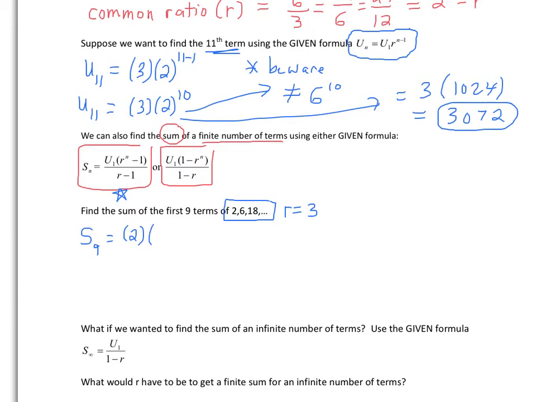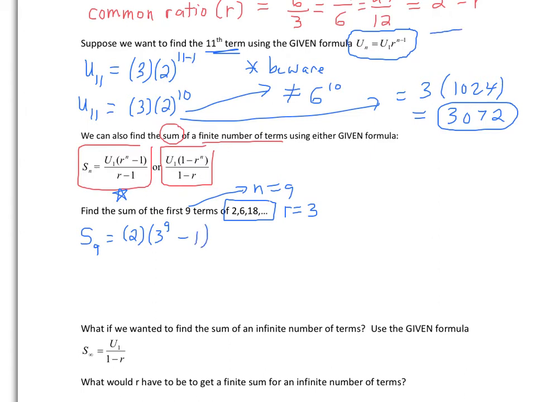Then we have r raised to the n. We established that the common ratio is 3, and we want to raise it up to the n. Well, if we want the sum of the first 9 terms, that means that n is 9. Okay. Then we see minus 1. Now the minus 1 is not part of the power.